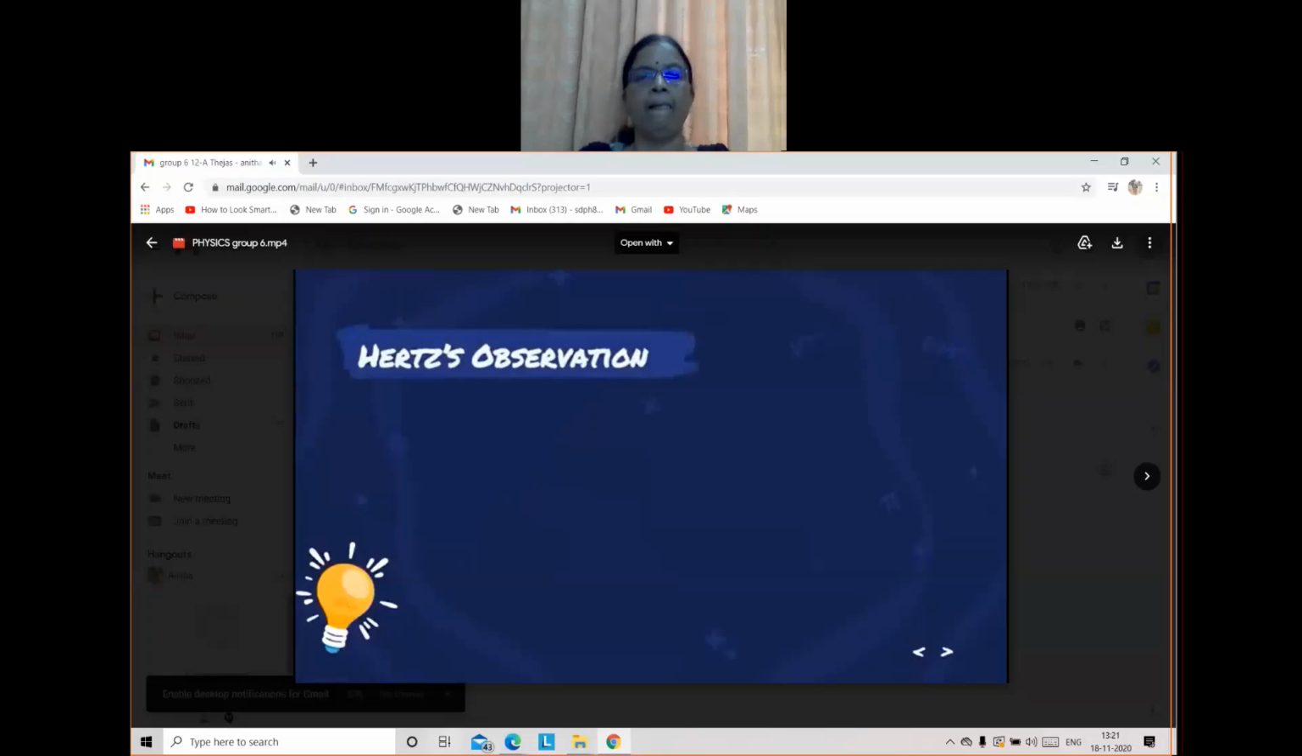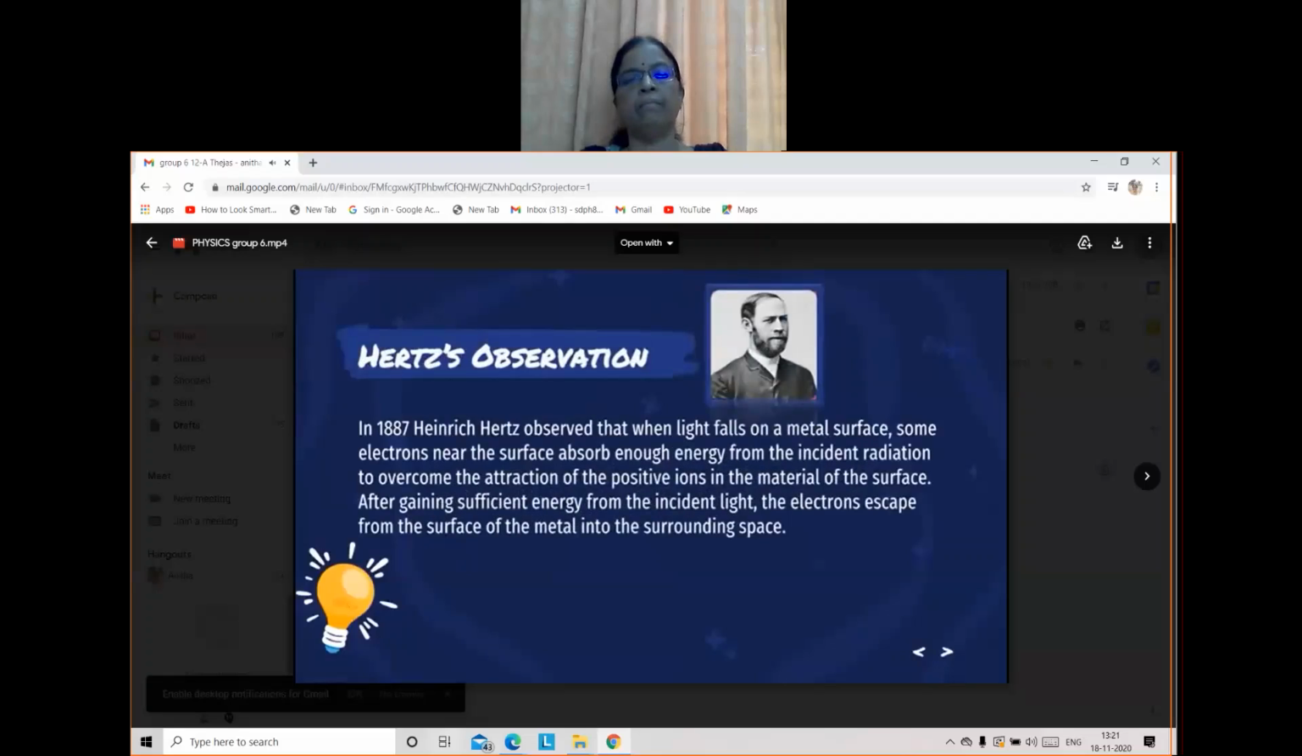So who discovered the photoelectric effect? In 1887, Heinrich Hertz saw that when light falls on a metal surface, some electrons near the surface absorb energy from the incident radiation to form positive ions in the area of the surface. After gaining sufficient energy from the incident light, electrons escape from the surface of the metal into space. So that's what Hertz observed during his studies, and later two scientists repeated this study.